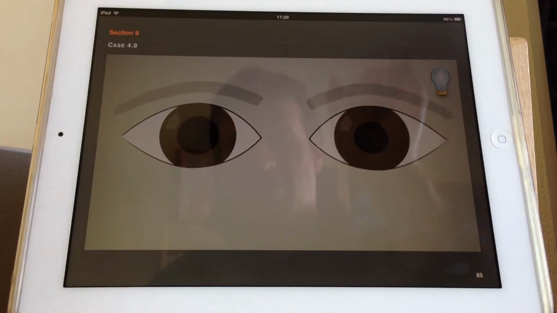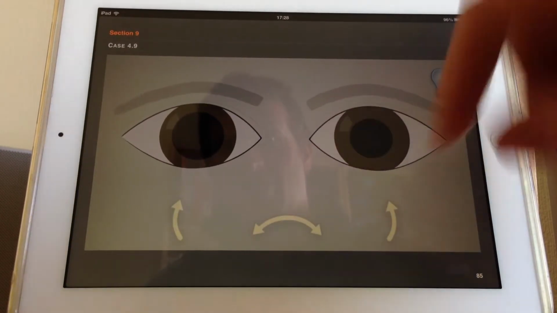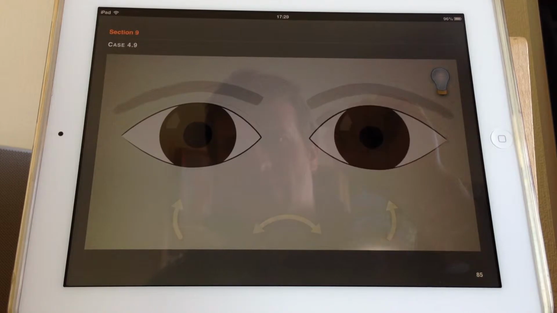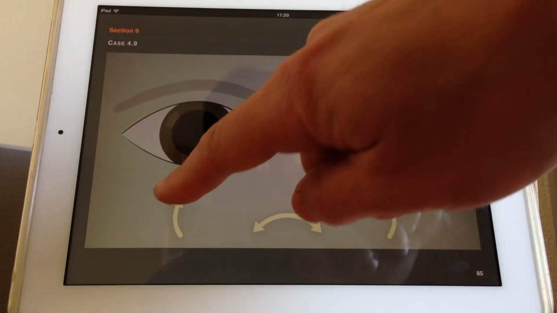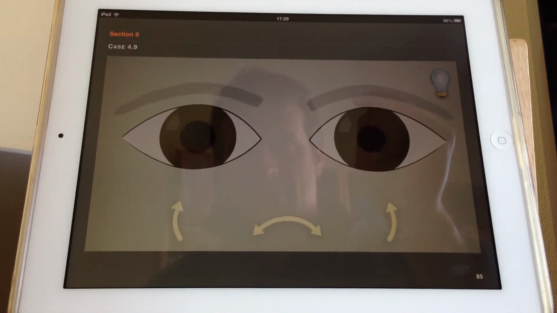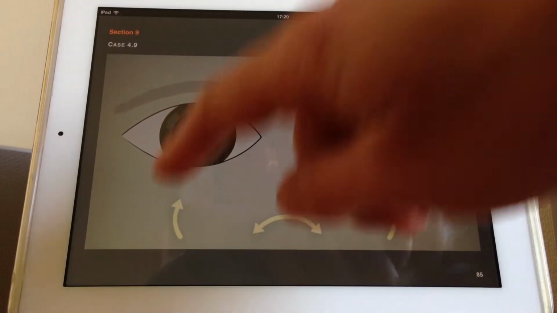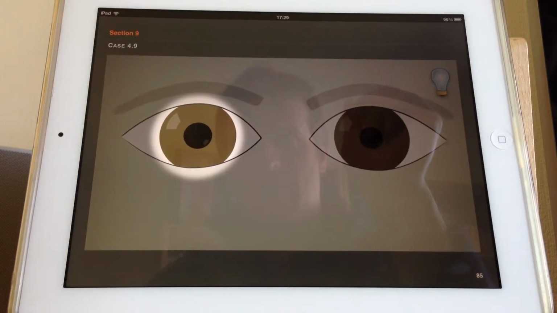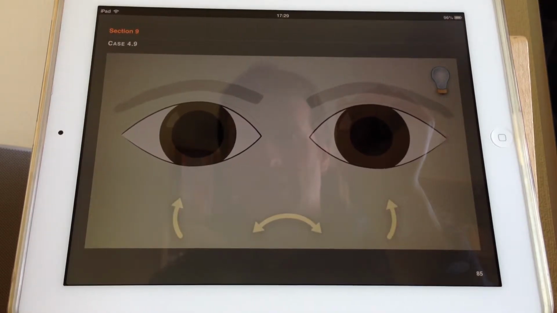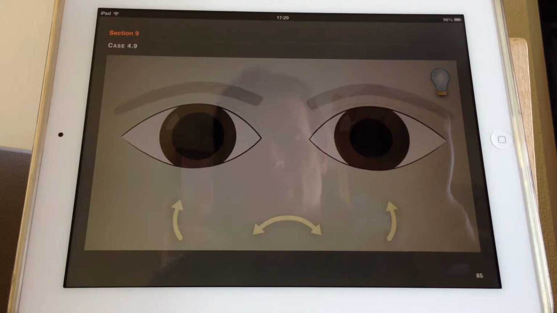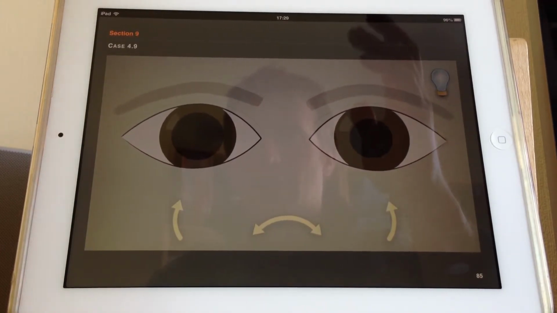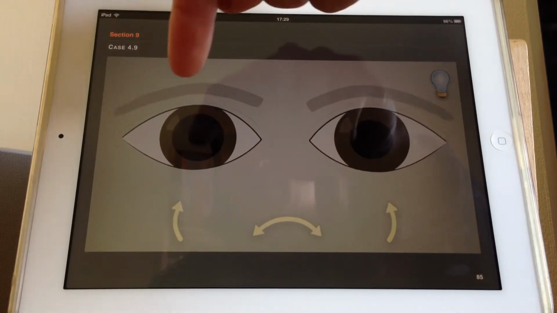So I guess the next question is, are the pupils reacting normally? So let's just have a look. So that pupil's reacting normally. And that pupil reacted normally, didn't it? Let's just have one more look. So it's constricting briskly.